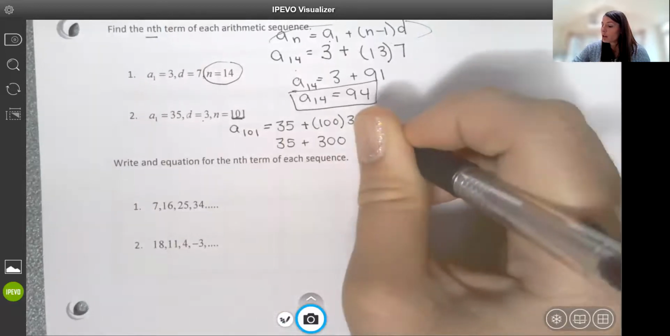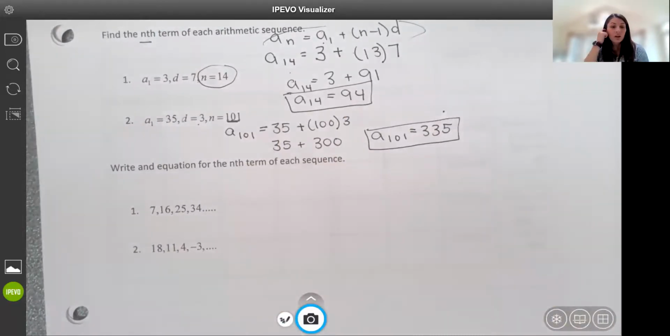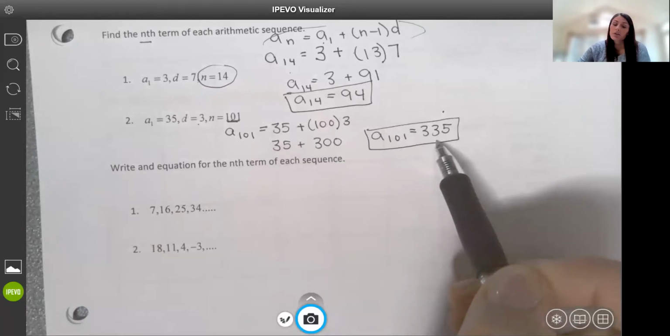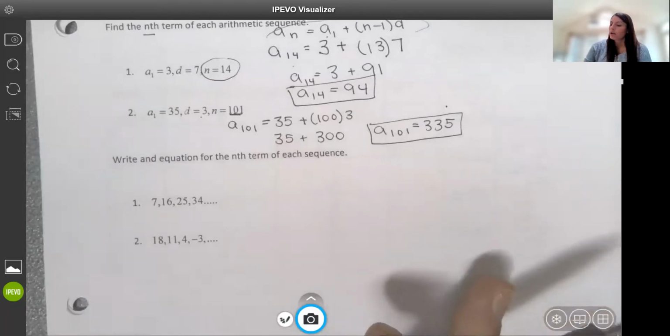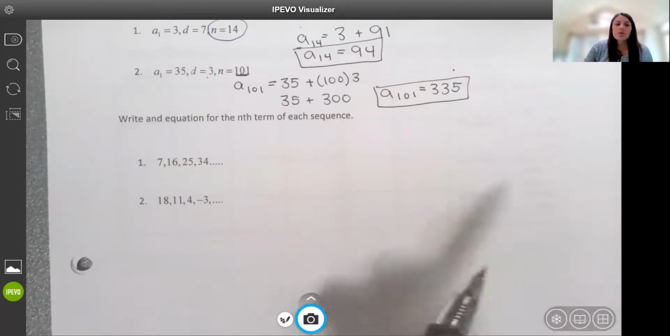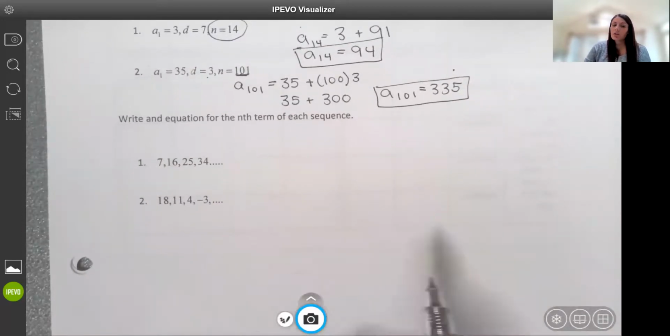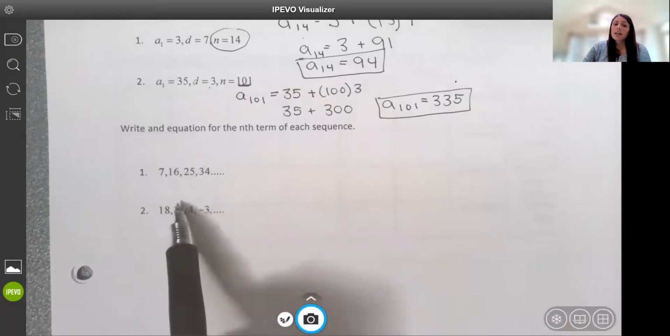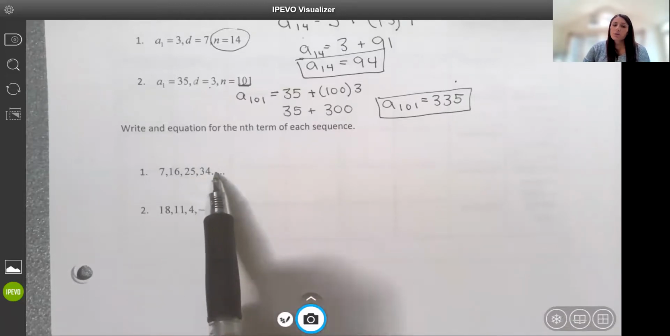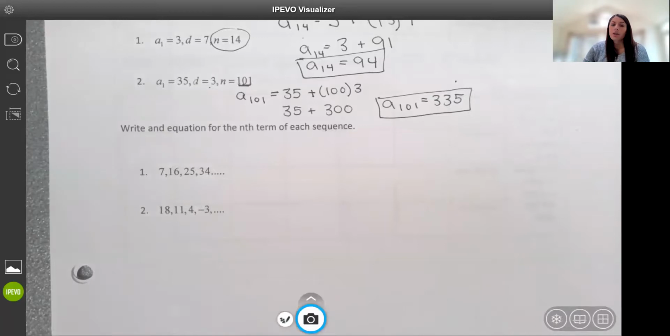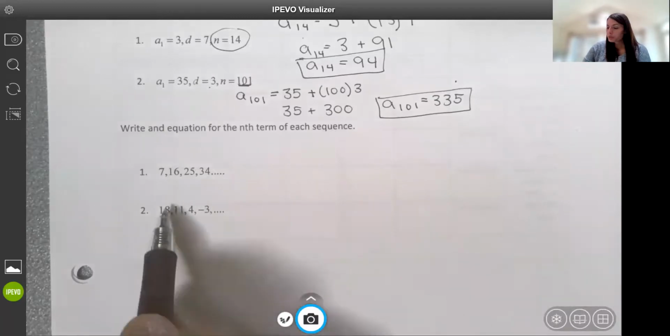There's my 101st term. If I started at 35 and I kept adding 3, and I did that 100 times till I get to my 101st term, then I'd be at 335. Okay. It says write an equation for the nth term of each sequence. So from this, we're not finding a specific term. We're taking the information and we're going to write an equation that could be used to find any term.